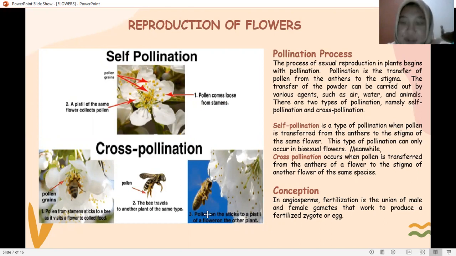Meanwhile, cross-pollination occurs when pollen is transferred from the anthers of a flower to the stigma of another flower of the same species. Fertilization. In angiosperms, fertilization is the union of male and female gametes that work to produce a fertilized zygote or egg.